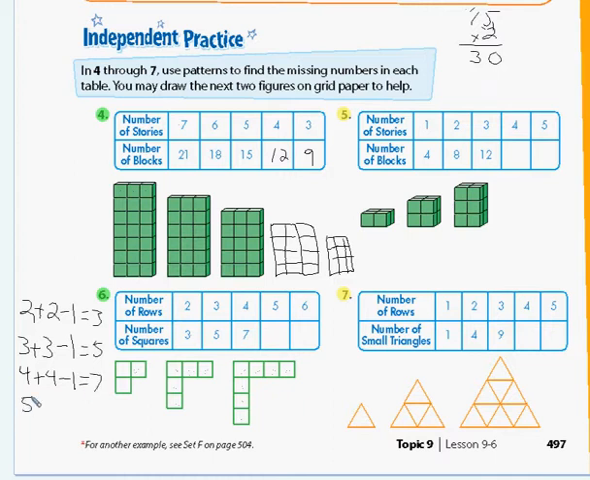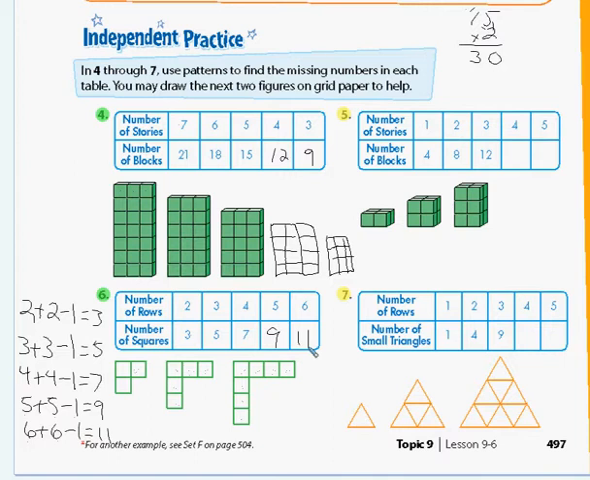So 5 plus 5 minus 1. 5 plus 5 is 10. Minus 1 would equal 9. And so that's 9 right there. And 6 plus 6 minus 1. 6 plus 6 is 12. Minus 1 would be 11. And we could do that on grid paper, but I'm pretty sure that's right.